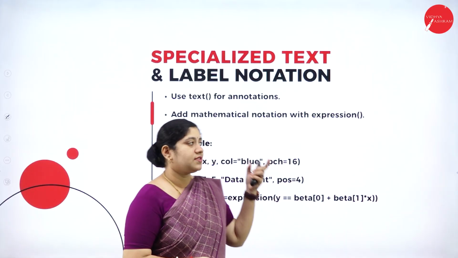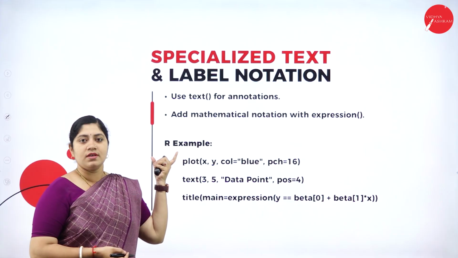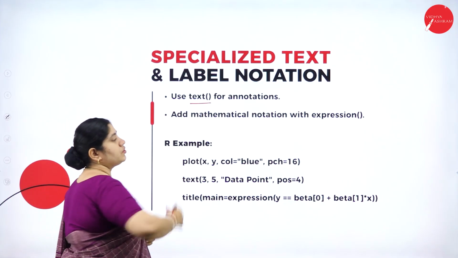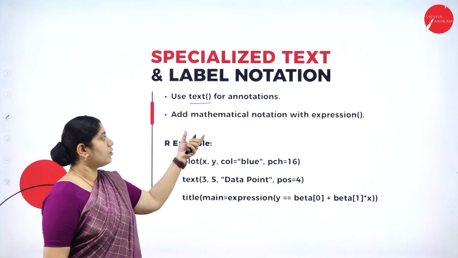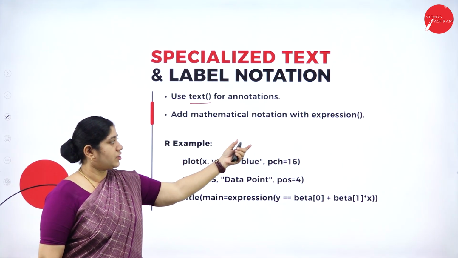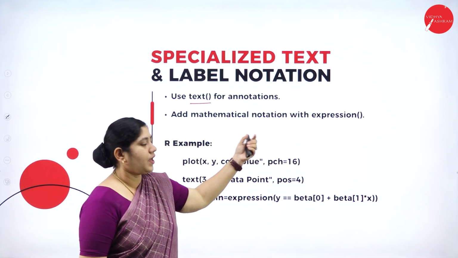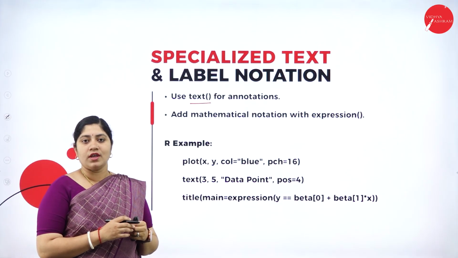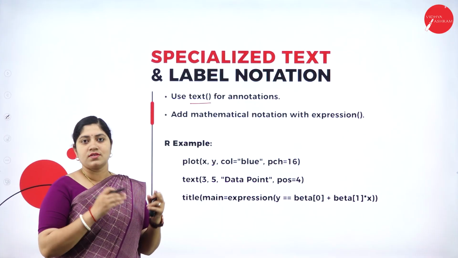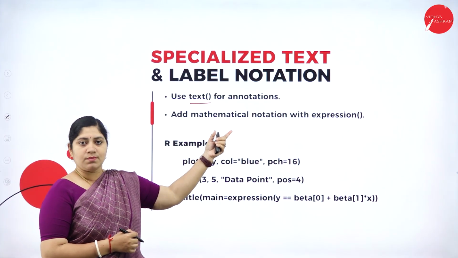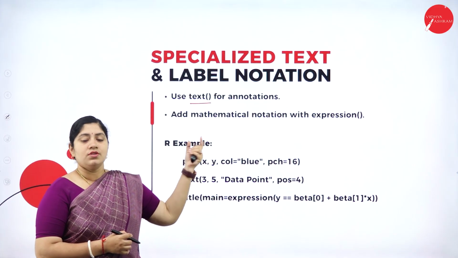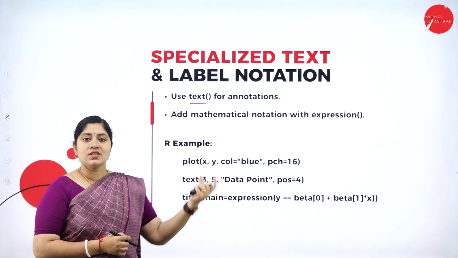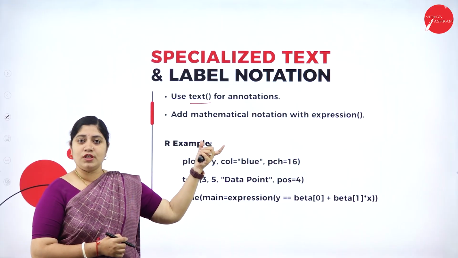Up next, let's see the specialized text as well as the label notations. The text function is used to annotate, and then we can add mathematical annotations or notations with expressions. Correct, right? Whenever we are working with statistical data, it is directly correlated with our mathematical representations. So yes, those expressions can also be displayed by using the expression keyword.